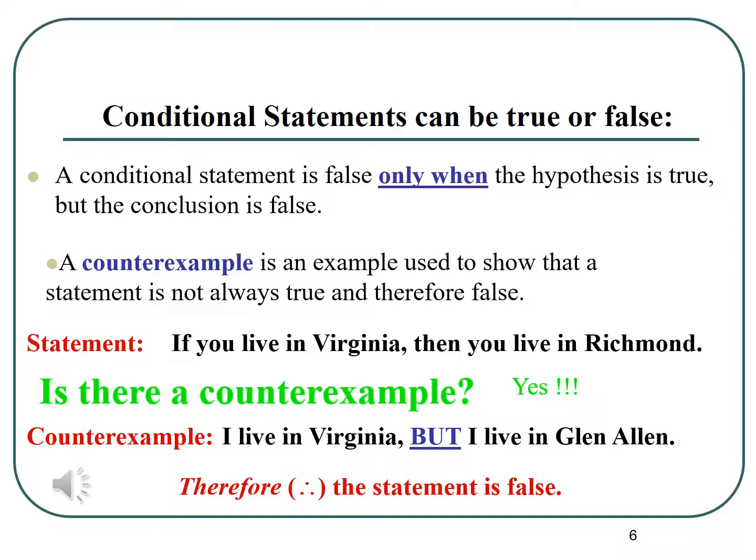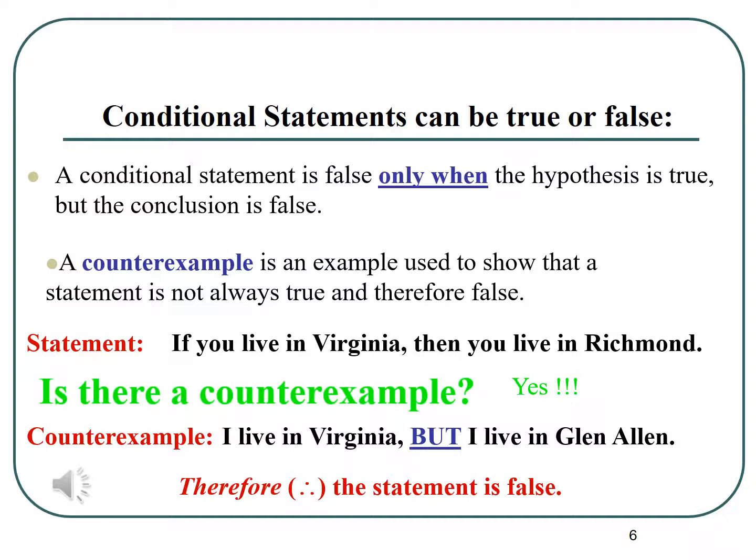Let's suppose you have the conditional statement, if you live in Virginia, then you live in Richmond. Okay, so we have a true hypothesis, but let's evaluate the conclusion. Is it true or false? If you live in Virginia, do you have to live in Richmond? Absolutely not. You could live in Weirton, Follansbee, anywhere else. And so you would want to show a counterexample. I live in Virginia, but I live in Glen Allen or Weirton or Follansbee, whatever.